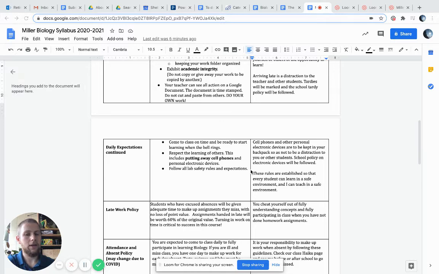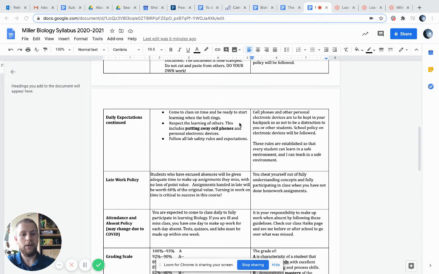Labs are going to be different this year, certainly. There's going to be less hands-on work, less use of glassware that multiple people would be touching. We'll have to take extra sanitation precautions. However, we will carry on. So some labs, or the majority of labs, may be virtual. Know that. Keep your cell phones away in your backpack.